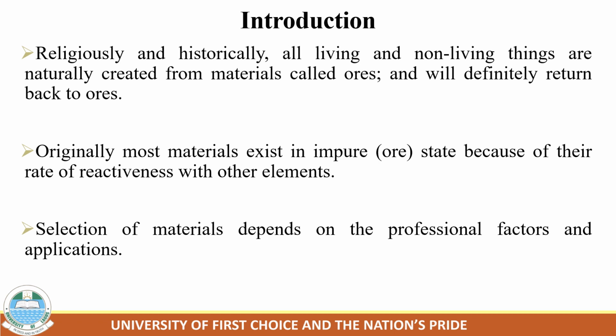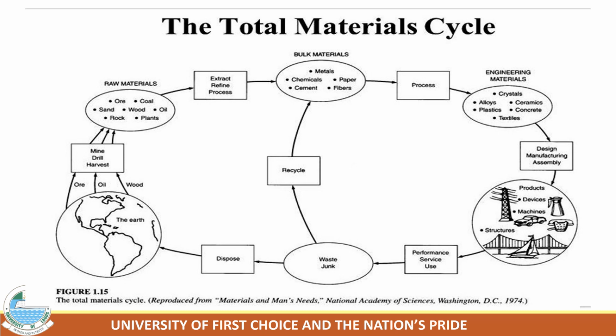As well, we introduced you to engineering material, that anything, all living things and non-living things, are created from ore. They are emanated from the ore, refined and used. After usage, they go back to the ore if they are not recyclable. And material selection depends on professional factors and applications. And I showed you the total material cycle, how they are generated from the ore, from the earth's crust, go round, and back to the earth's crust or recycle here.